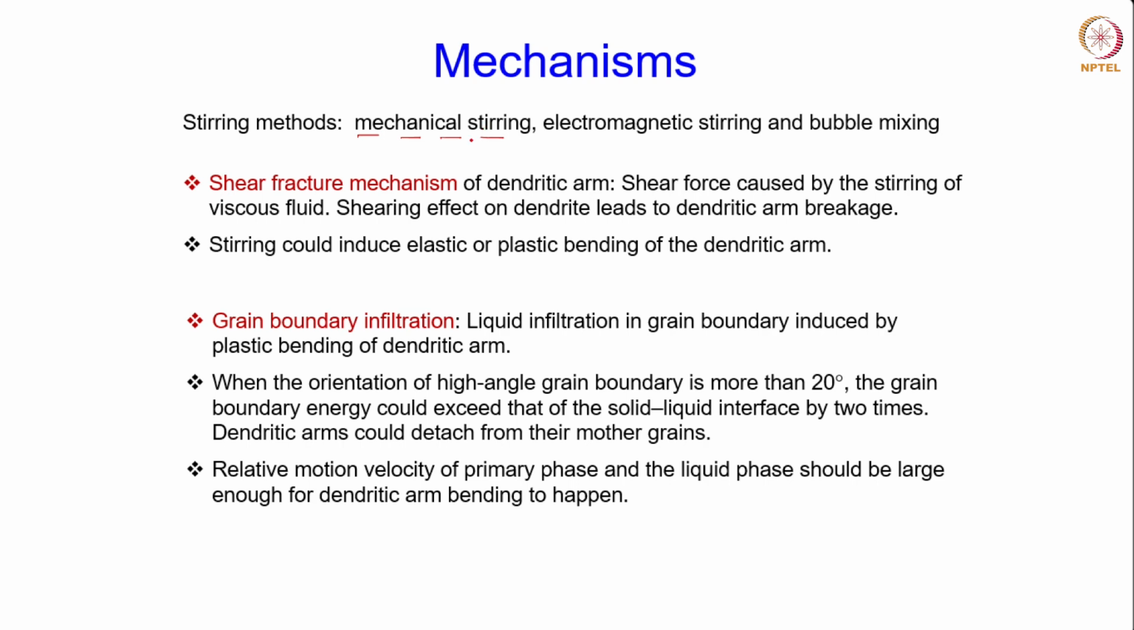Then you can also do the stirring by electromagnetic means. Electromagnetic stirring will also lead to a similar effect of vibrating and creating agitation in the melt. And apart from that, you can also have bubble mixing for doing the same thing. Okay, so these are the different ways by which the liquid metal can be stirred, which will ultimately lead to a finer grain size. Okay, so let us look at the different mechanisms through which that occurs.